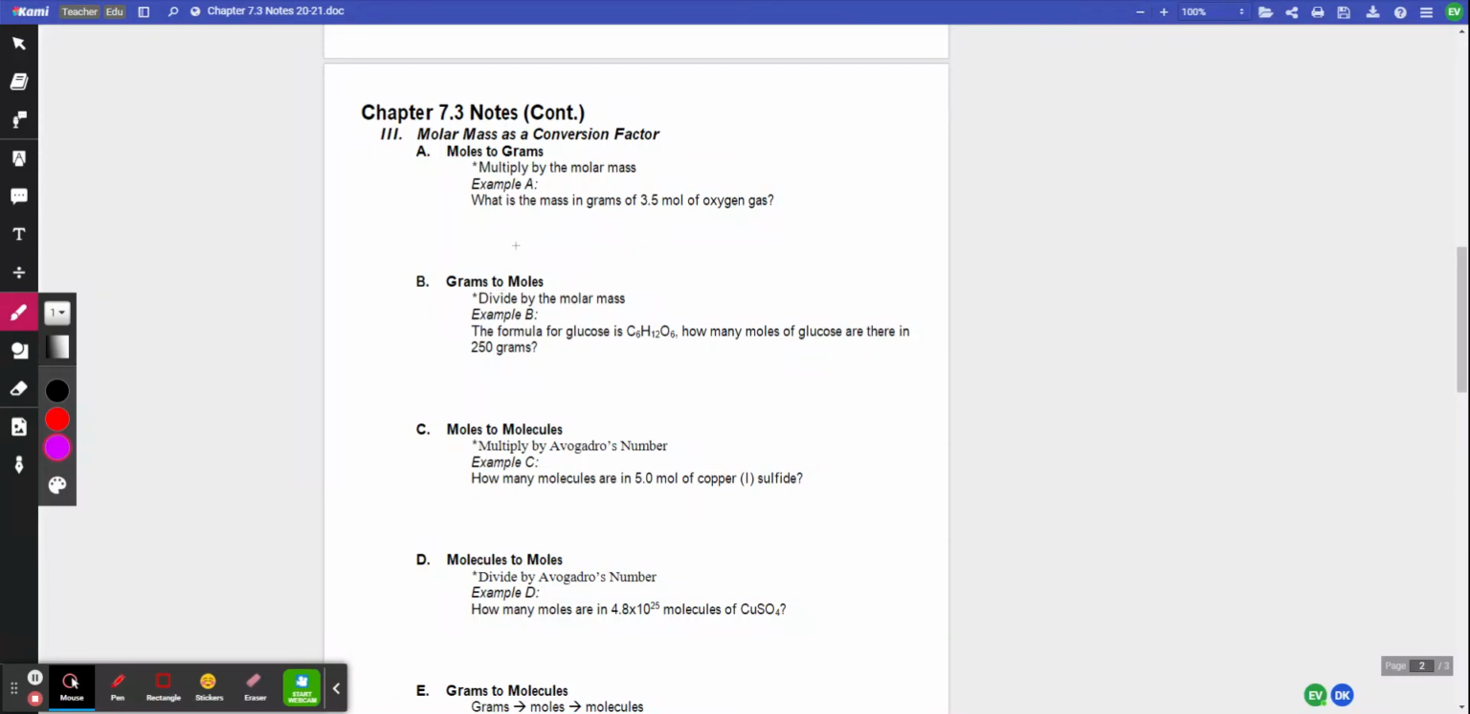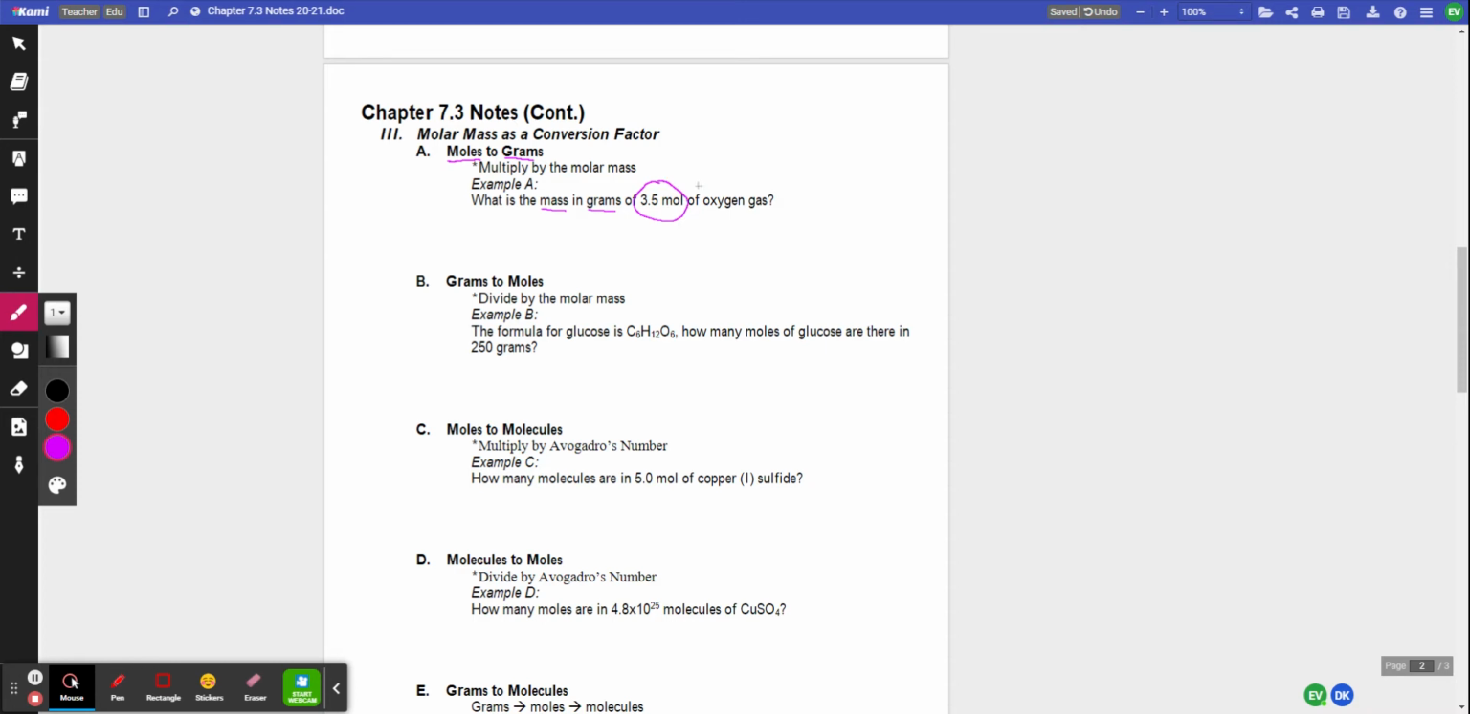So today we're going to go over the second part of chapter 7.3 notes, where we're going to do molar mass conversions. For type A, we're going to go from moles in the problem and change them to grams. So for example, what is the mass in grams, we're looking for grams, of 3.5 moles of oxygen?